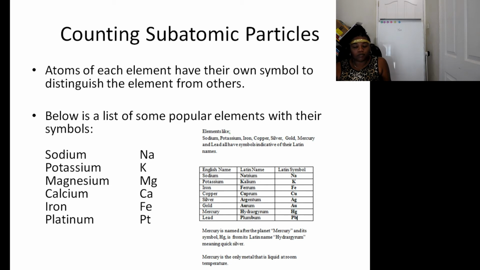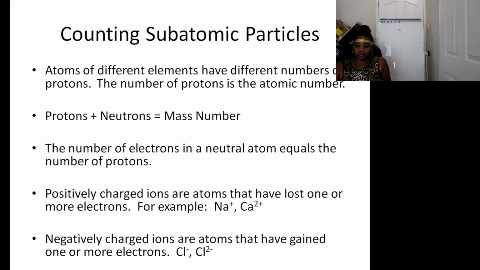Mercury is named after the planet Mercury, and its symbol Hg is from its Latin name hydrargyrum, meaning quicksilver, because that's the only metal that exists as a liquid at room temperature. You know, vanadium, I think, does that too, but that's after you hold it in your hand. But the most common one is mercury. So mercury is the only metal that is liquid at room temperature.